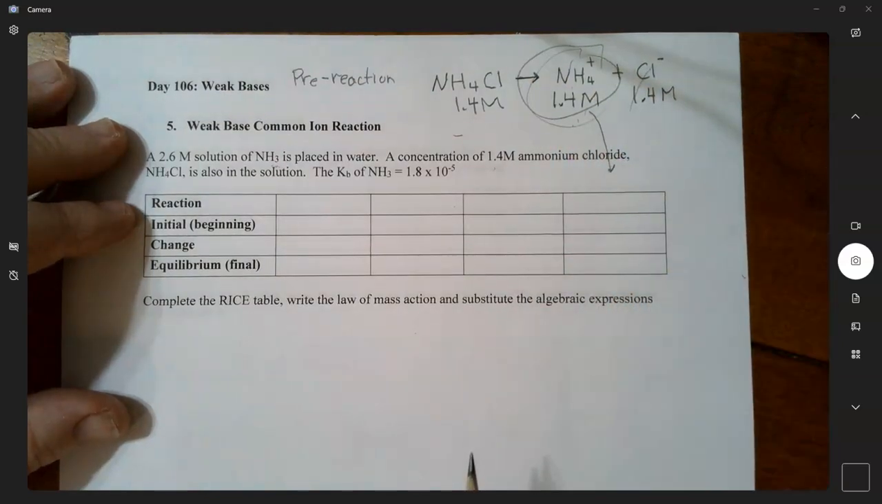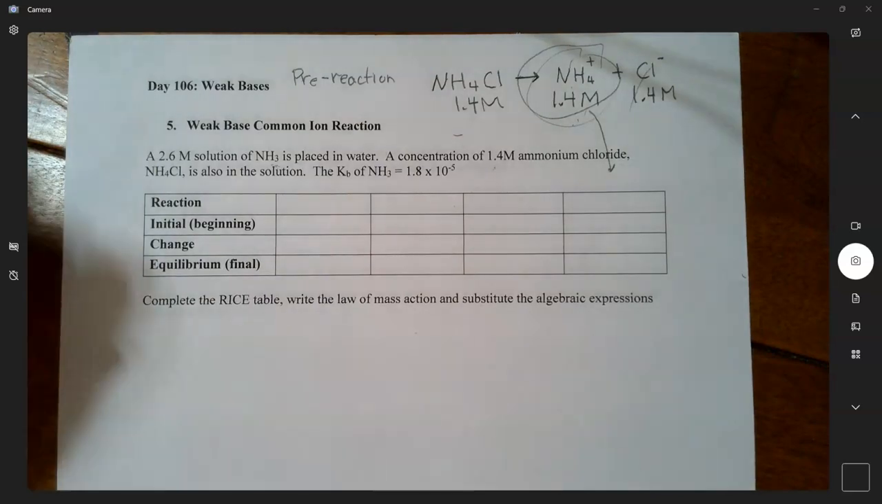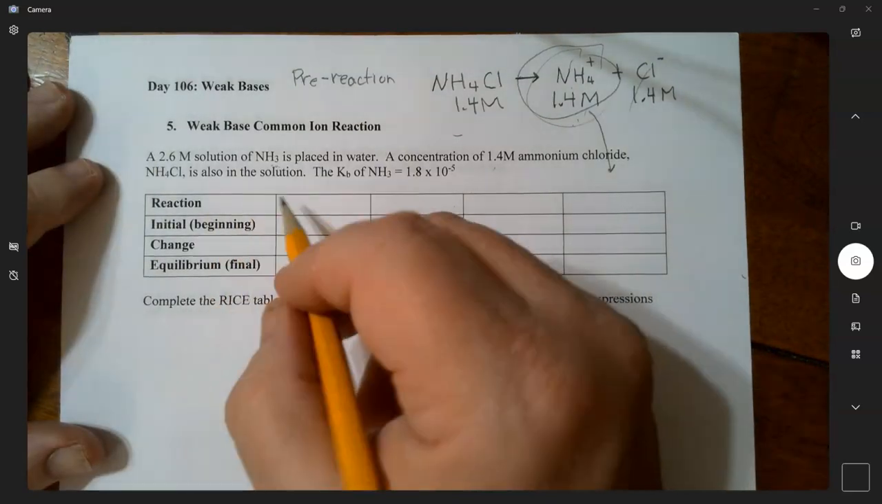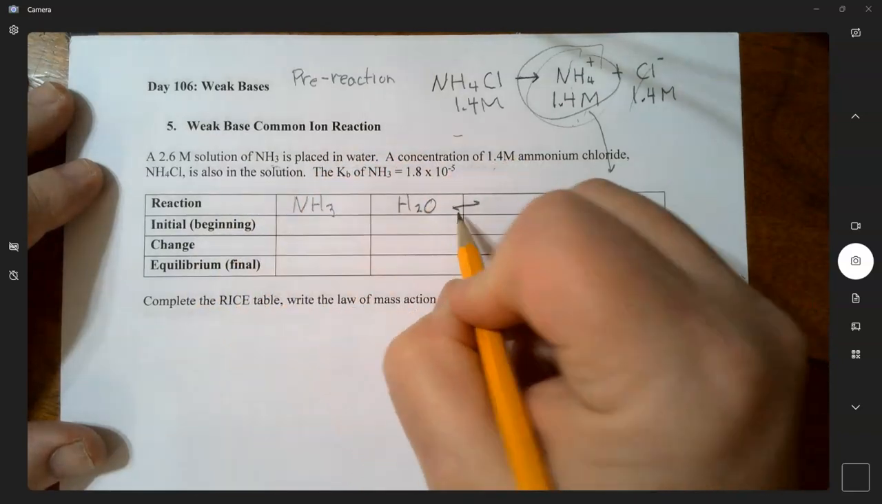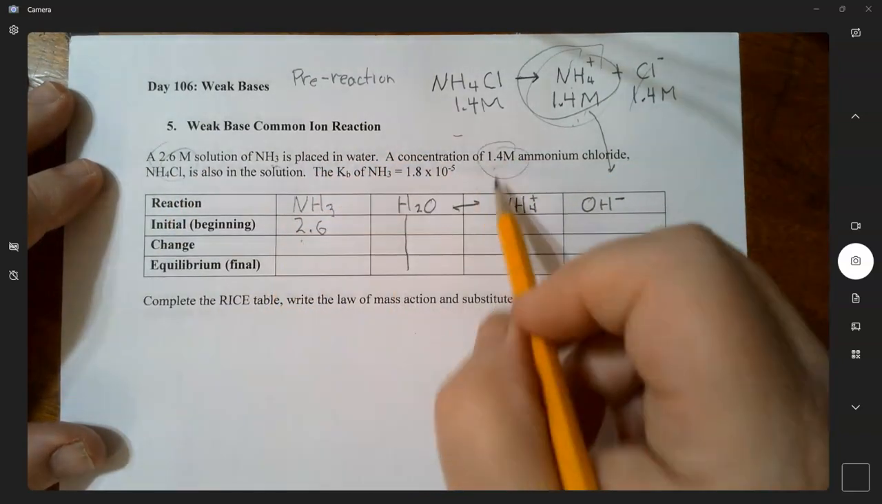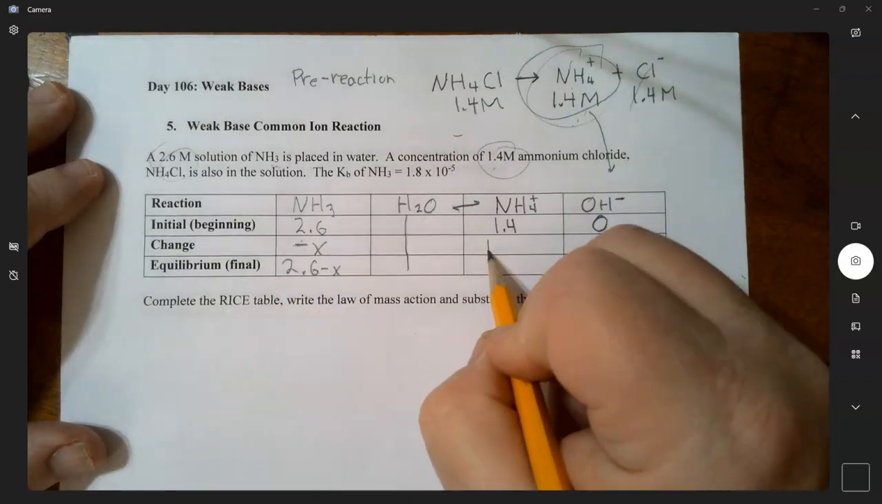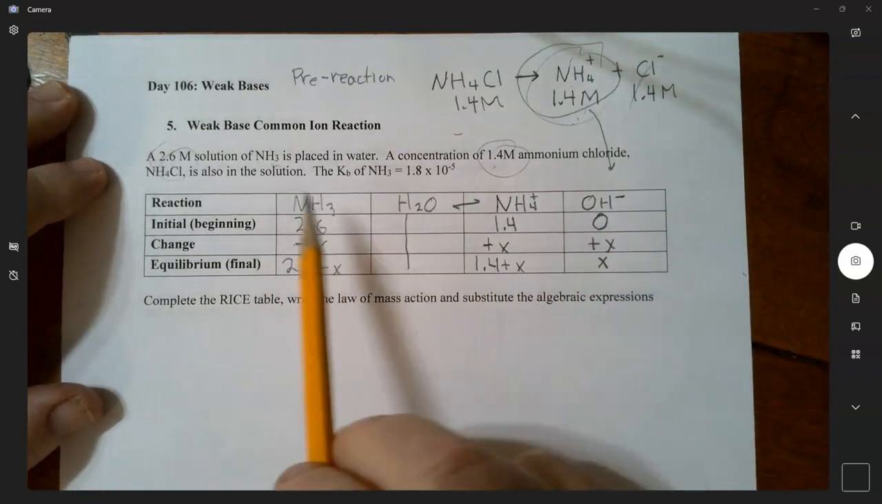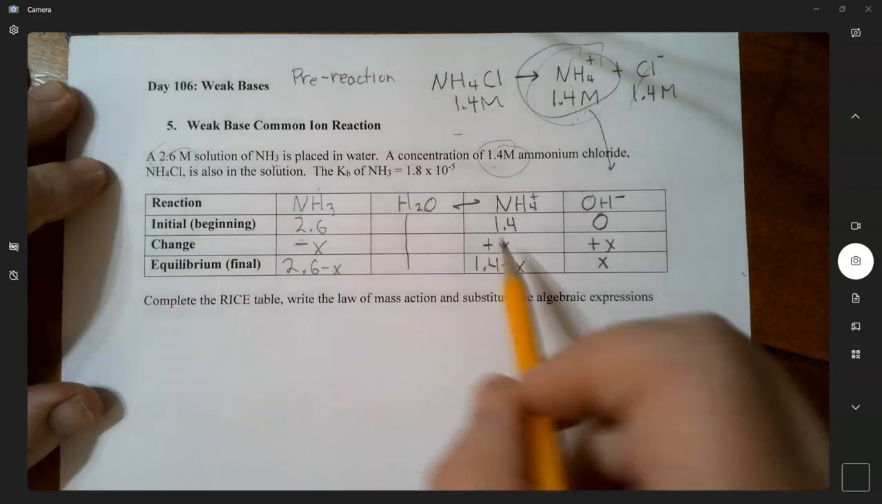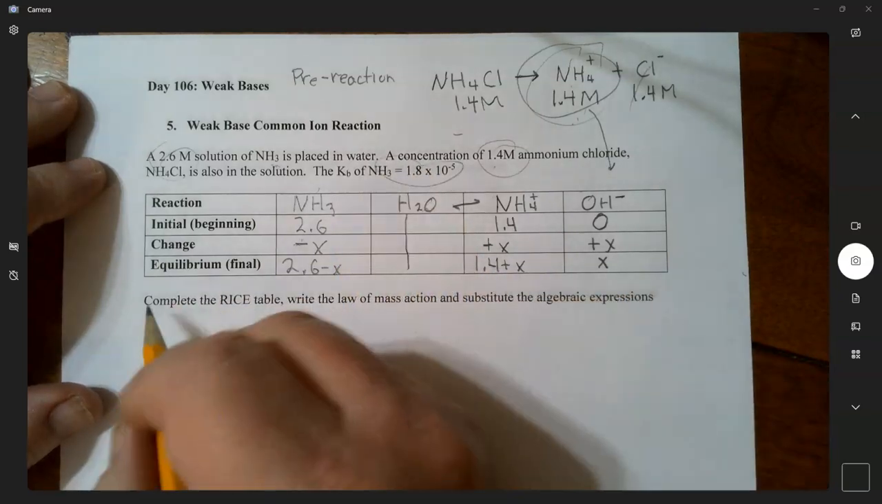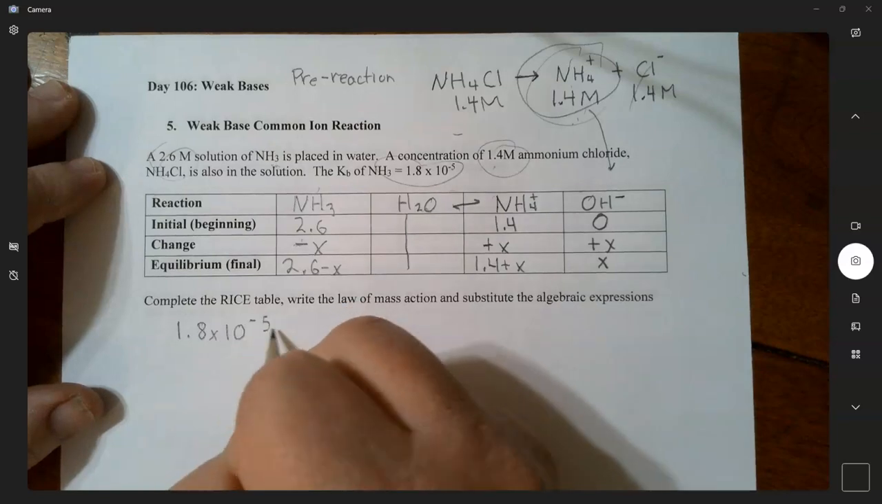So let's go ahead now and do the problem exactly the same way, except we're going to have a starting concentration of ammonium. Okay, just to save time, I'm going to skip and go straight to writing with the variables, not writing with the equation, which you should really do. So let's go ahead and do that. And there's the KB, the same as the last problem.